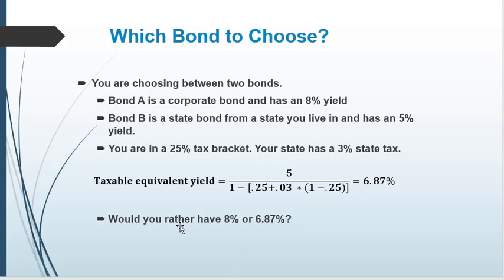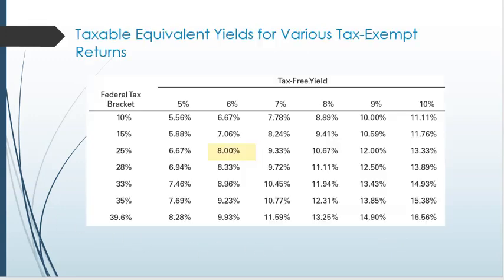So the question you have, if we assume that these are the same risk level, if these things are identical in risk, which would you rather have? Would you rather have 8% or would you rather have 6.87%? So what this tells us is that the 8% bond after taxes will yield more than what this state bond will provide after taxes.